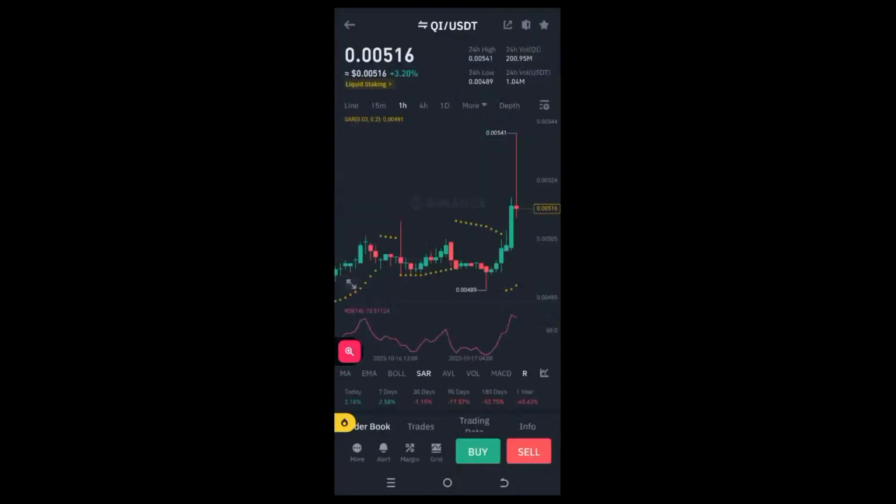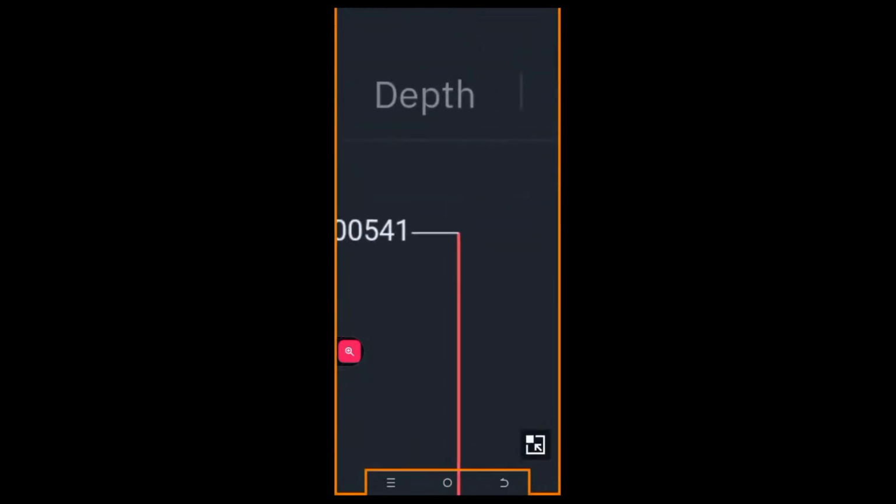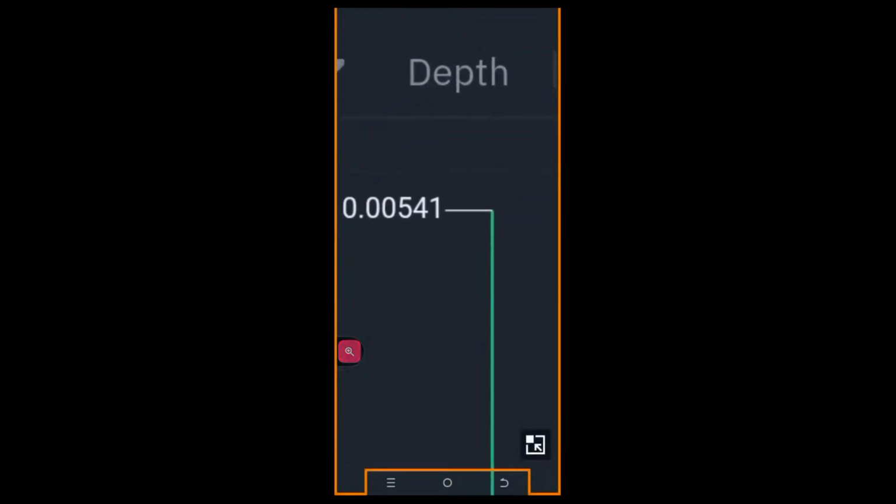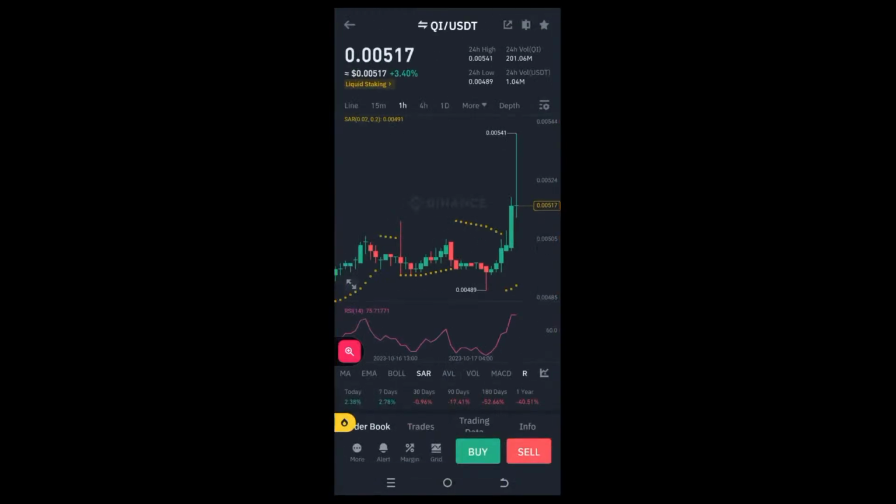Wow! Can you see how QIUSDT ran all the way to 0.0541? This trade, wow, I've been in it for 8 days. Eight days. Oh my God. But anyways, like I told you, you probably must have watched in my previous videos that there has been a bloodbath in BTC. But BTC has recovered a little bit.